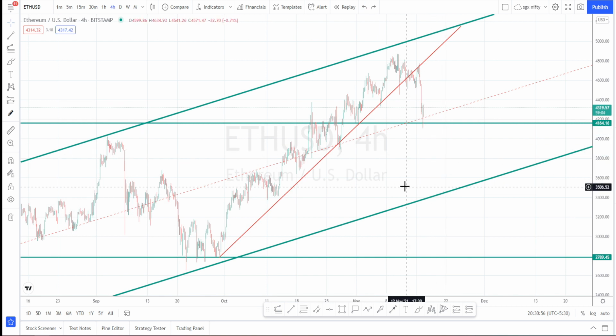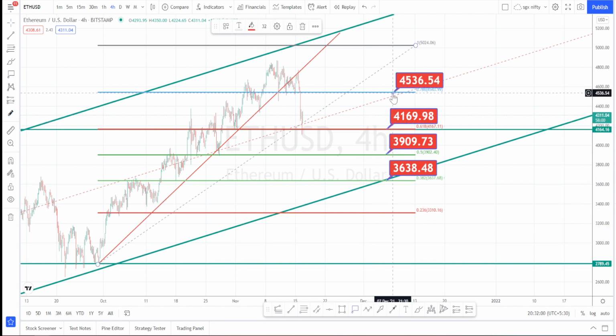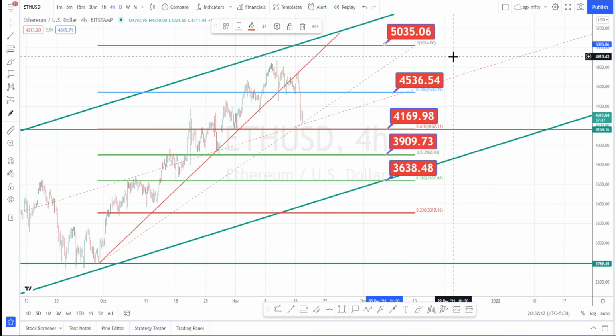Let us mark the ranges. I am expecting it to fall up to this level, which is going to be 3638, 3909, and presently it is taking support on the present support level, which is 4169. The next resistance is going to be at this level, which is 4536. Next level of resistance is going to be at this point, 5035.